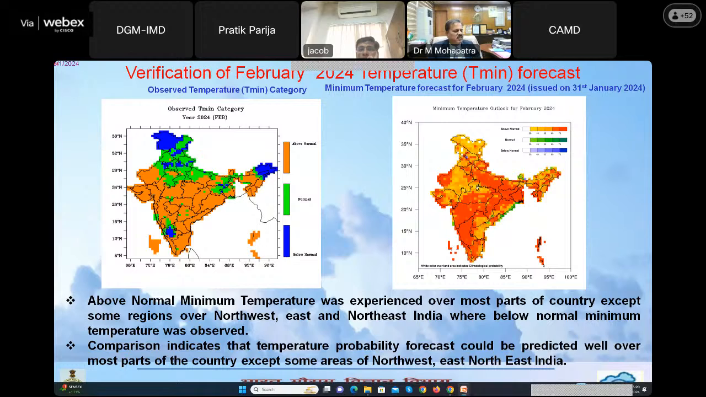If I summarize, both the minimum and maximum temperature forecast over northwest India was not correct. Otherwise, for the remaining parts of the country, the forecast was reasonably correct.